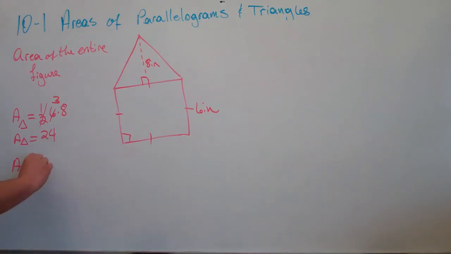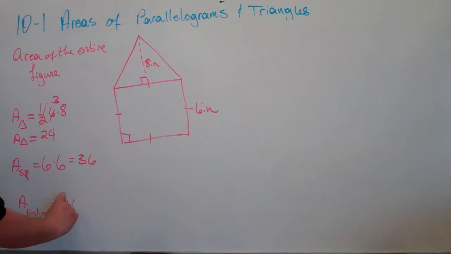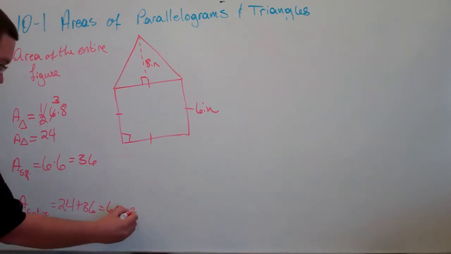The area of the square, both the base and the height are 6. So that's 6 times 6, which is 36. So the area of the entire figure would be simply 24 plus 36, which is 60 inches squared.